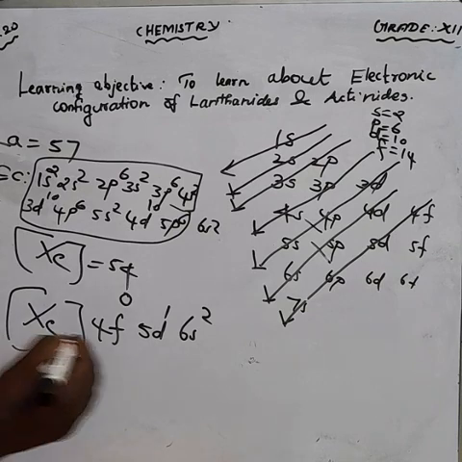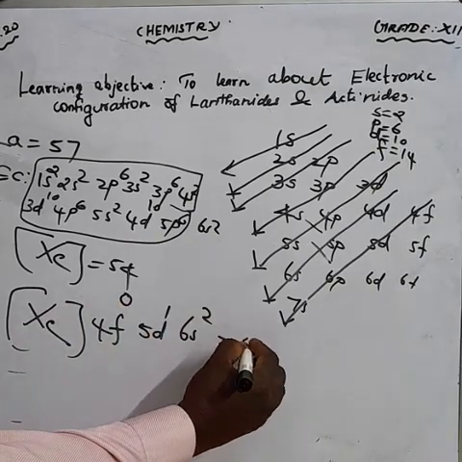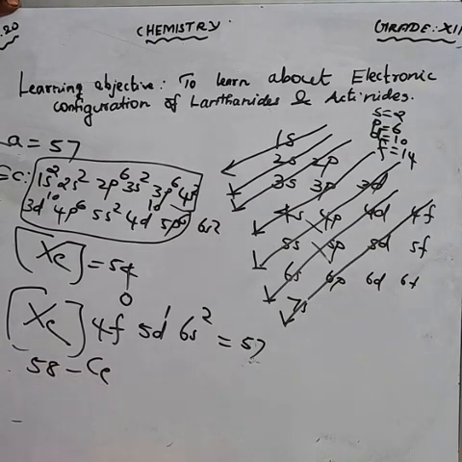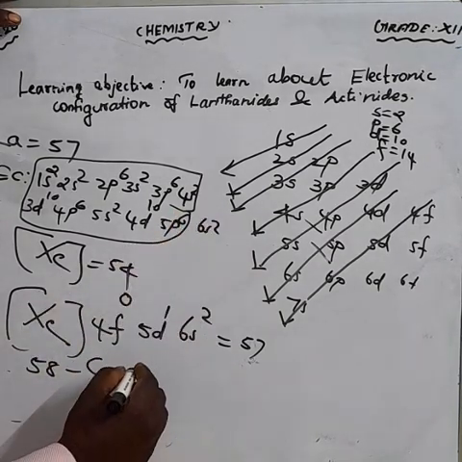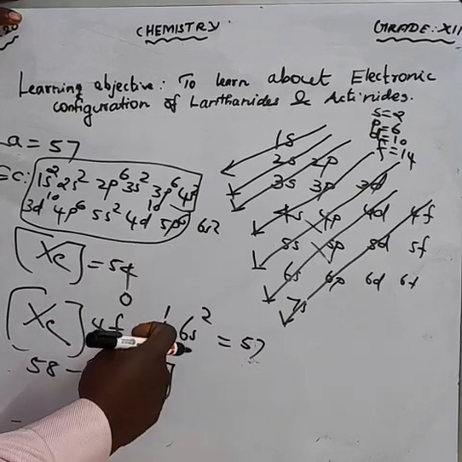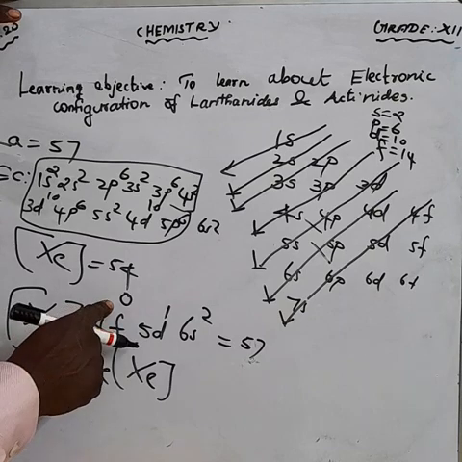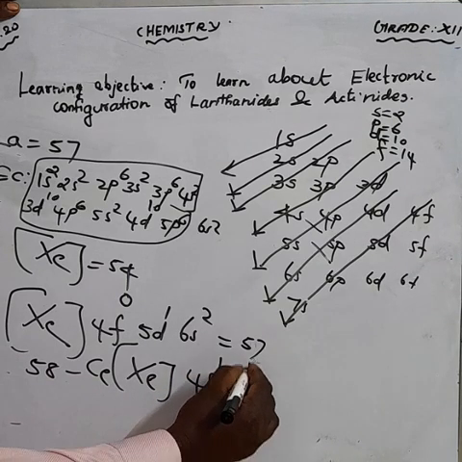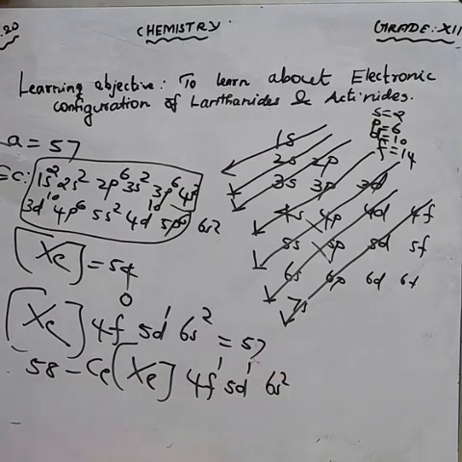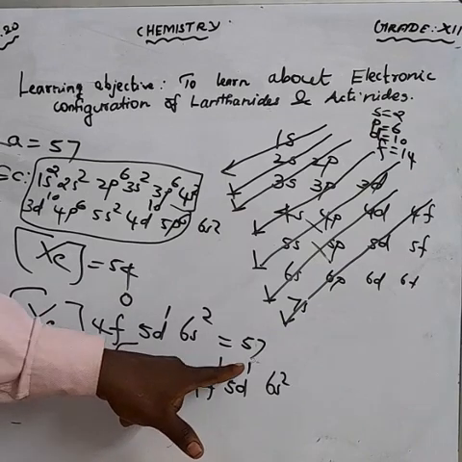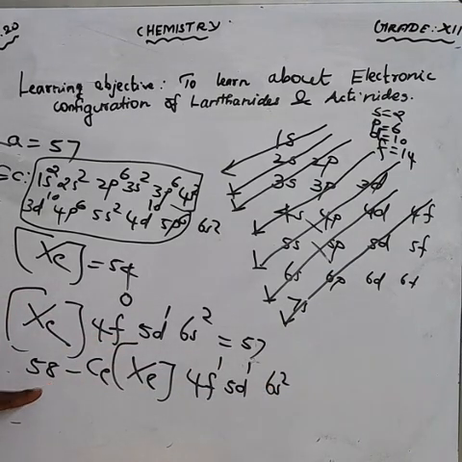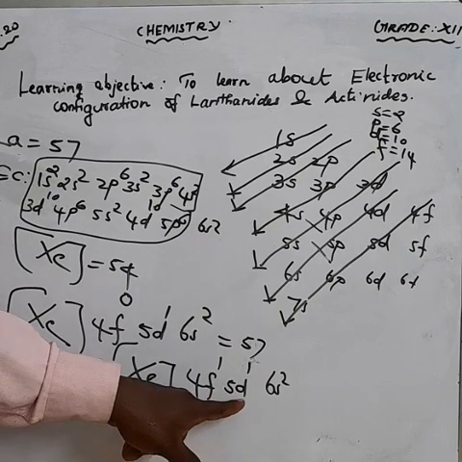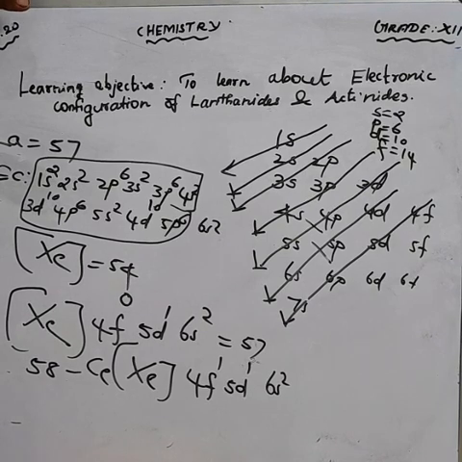Next is cerium, with atomic number 58 and symbol Ce. How to write cerium? It is 54 over, xenon Xe. Next you start with 4f1, 5d1 and 6s2. That is 54, 55, 56 plus 2, 58. The atomic number of cerium is 58. The electronic configuration of cerium is Xe, 4f1, 5d1, 6s2.